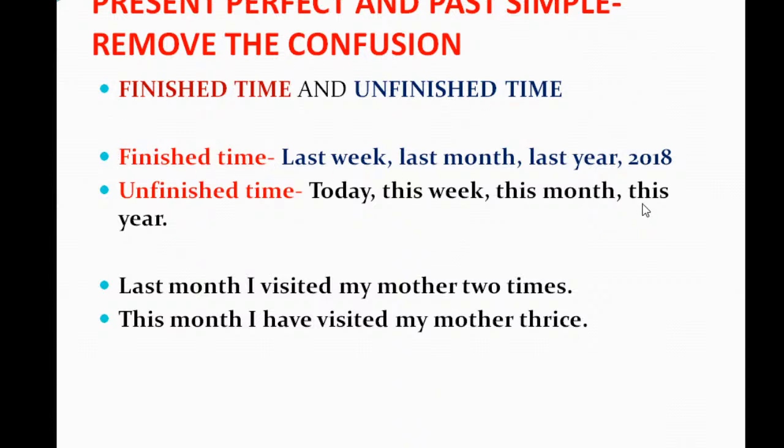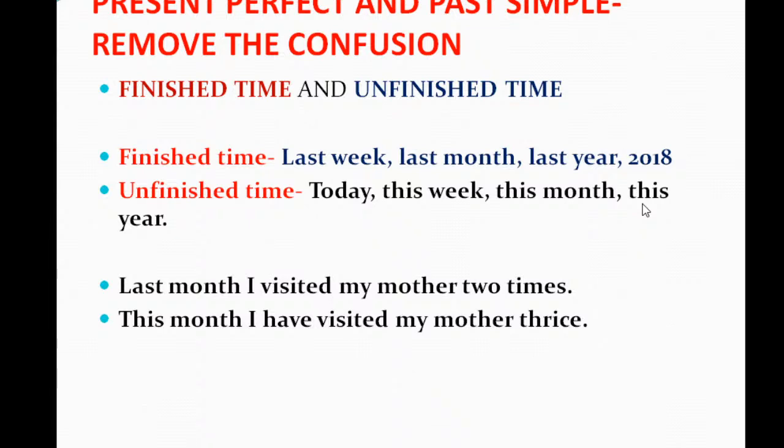Last week, last month, last year, in 2018. When we refer to these time slots, we understand we are talking about something that happened last week or last month or last year or in the year 2018. But unfinished time, for example, is today, this week, this month, this year. That is, it's still going on. So that is the first difference between present perfect and past simple.